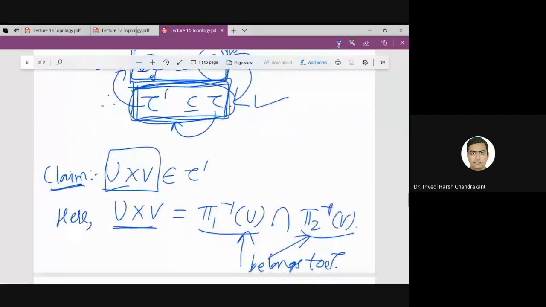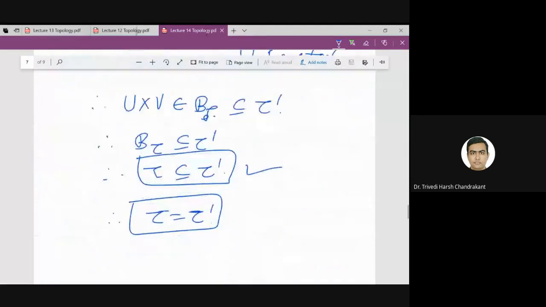And then the converse. So for the converse, what do I need to show? I need to show tau is contained in tau dash.